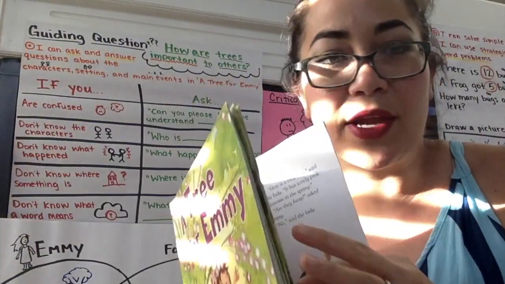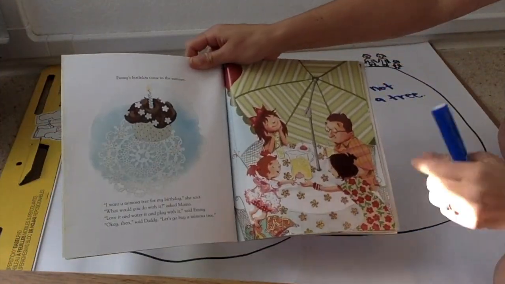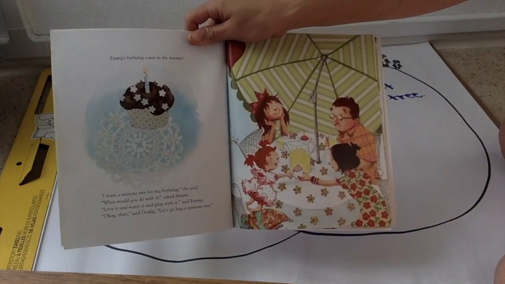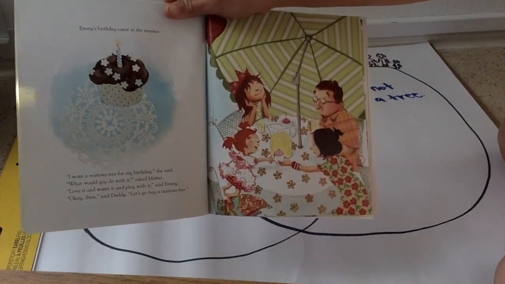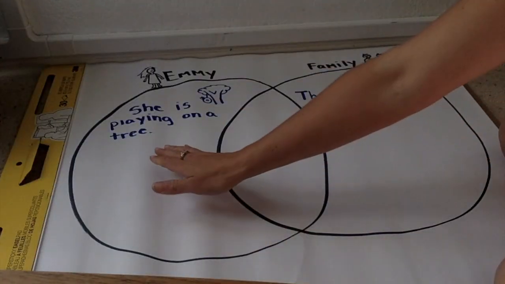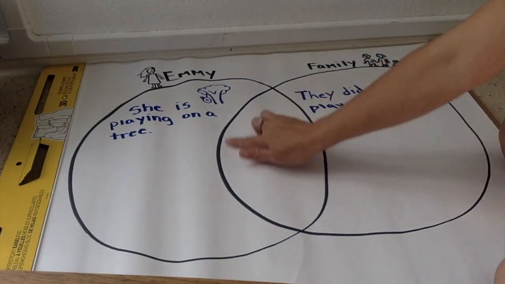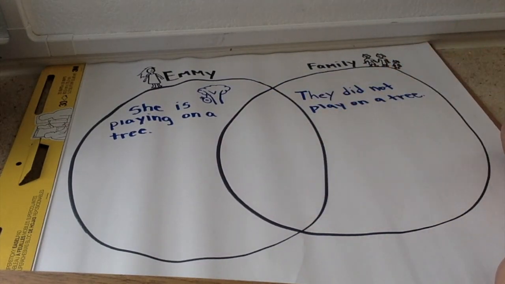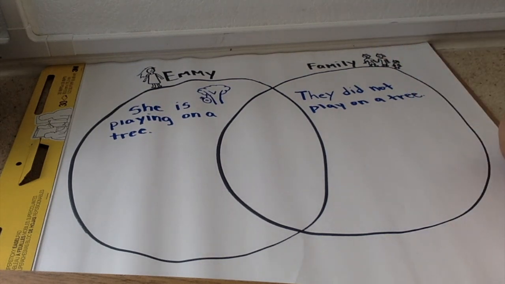All right, let's stop there and let's think about what the characters are doing. Thinking about it again, at her birthday, Emmy asked for the mimosa tree, and her family all agreed with her. They said, "Okay, let's go get a mimosa tree." So I see that's not different. I think that's the same. They all agreed a mimosa tree would be a good birthday gift. So I'm going to put that in the middle.